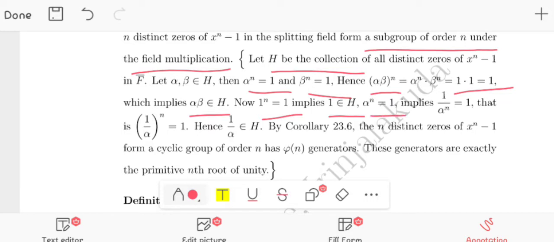And α^n = 1, which implies that (1/α)^n = 1. That is, (1/α)^n = 1. So hence we can say that 1/α ∈ H. So inverse element also exists.